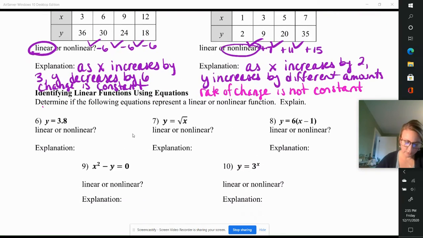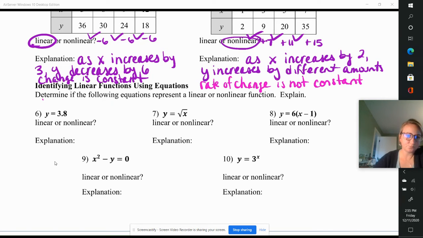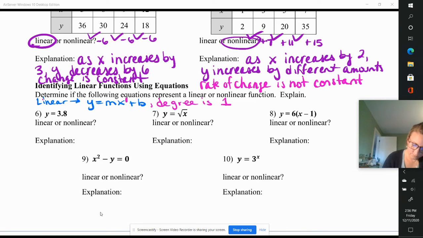And the last representation we'll be given is an equation. So we can determine if a function is linear if you can write it in the form y equals mx plus b. And if you can write it in that form, then the power is 1 because the exponent of that x is 1. So the degree is 1 if it's linear.